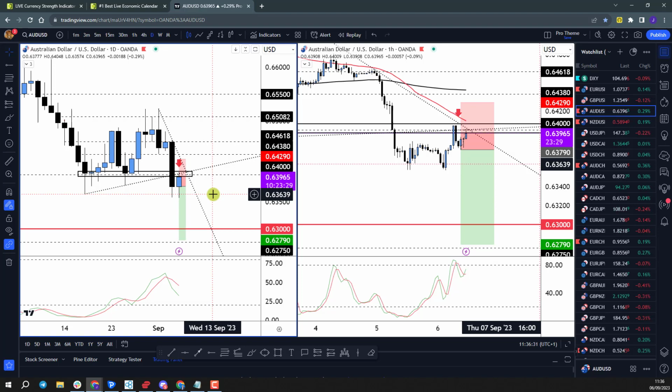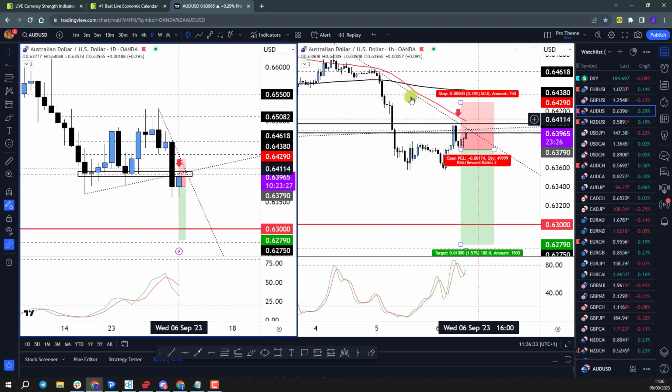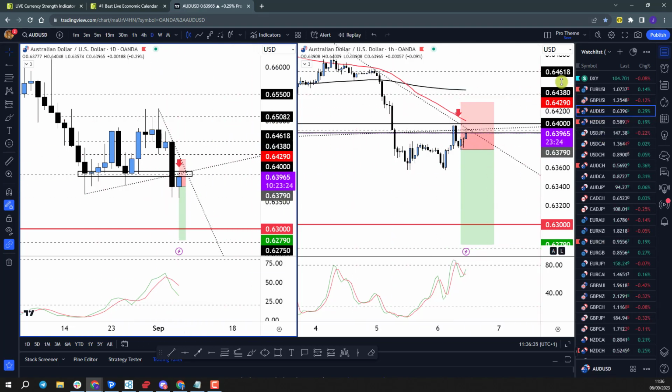So hopefully that all made sense. Hopefully the TradingView split screen helps as well. The numbers on the side are obviously bigger. It's really hard to see on MetaTrader. So hopefully that's made a difference as well.